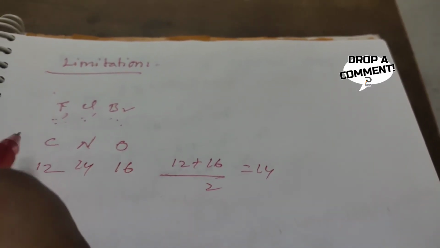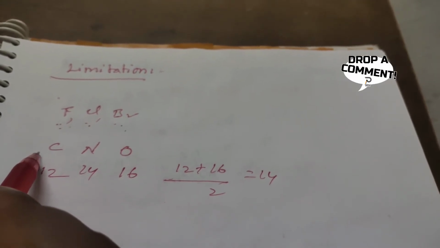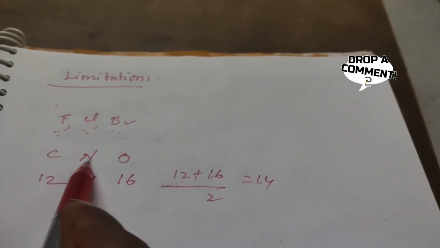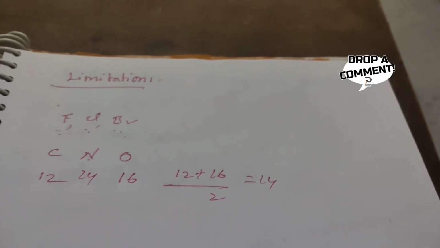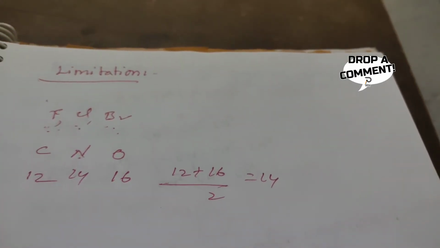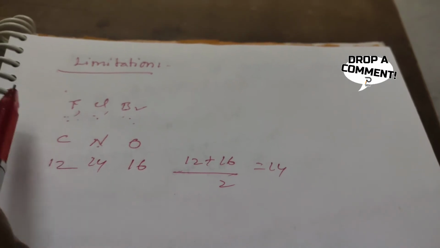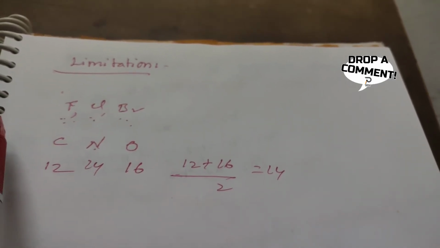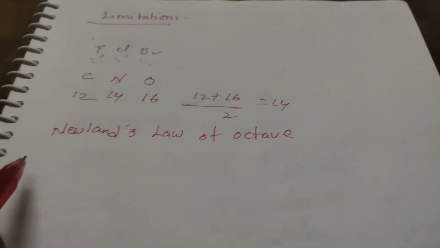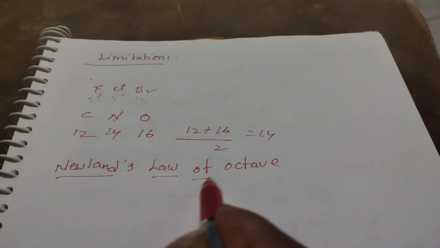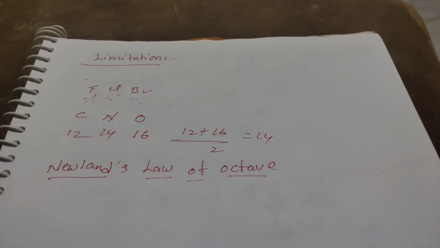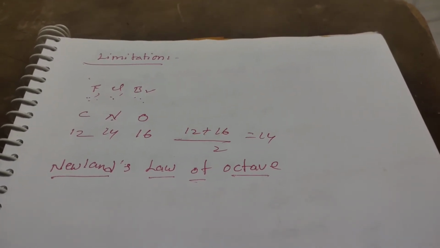But here carbon has different properties, nitrogen has different properties, and oxygen has different properties. So this theory fails because it is applicable to only some sets of elements. This is about the limitations of Dobereiner's law of triads. Next classification is Newlands' law of octaves. Oct means 8 elements.